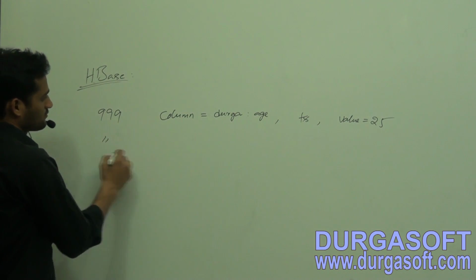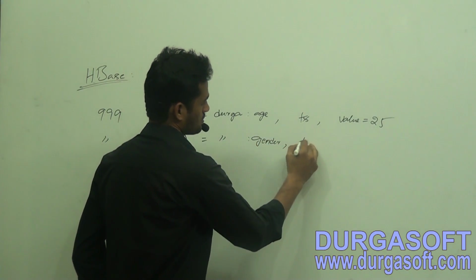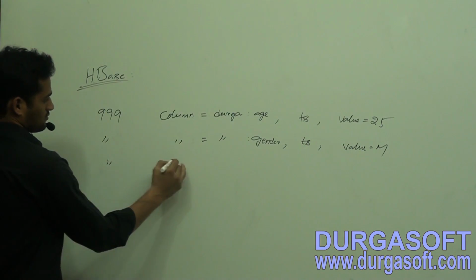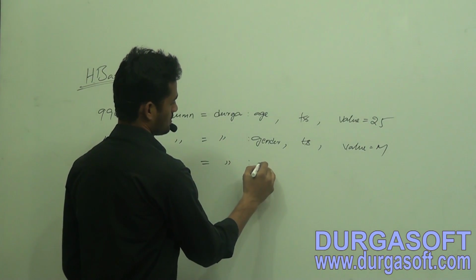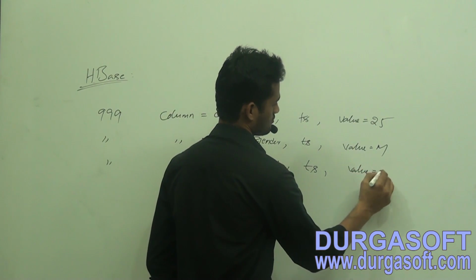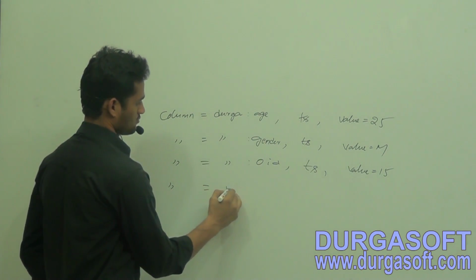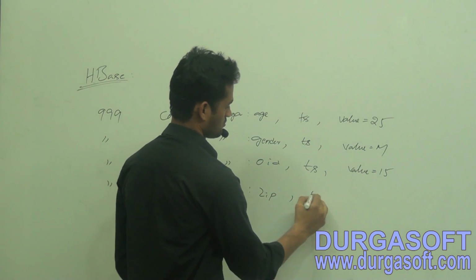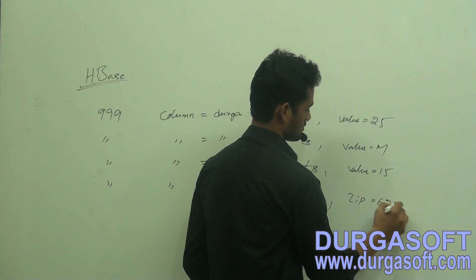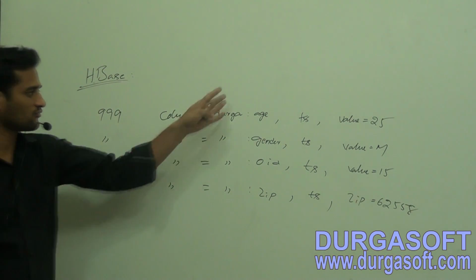Next for 999 column Durga, right? Timestamp value, right? Next for 999 Durga occupation ID, next, next, next, 62558. Basically it should give 5 columns here, right?